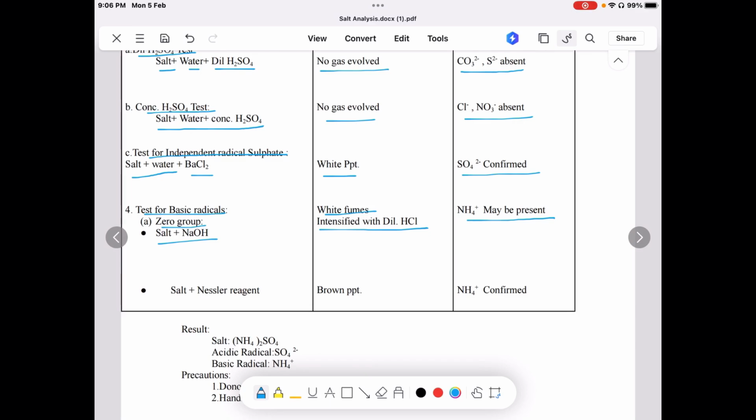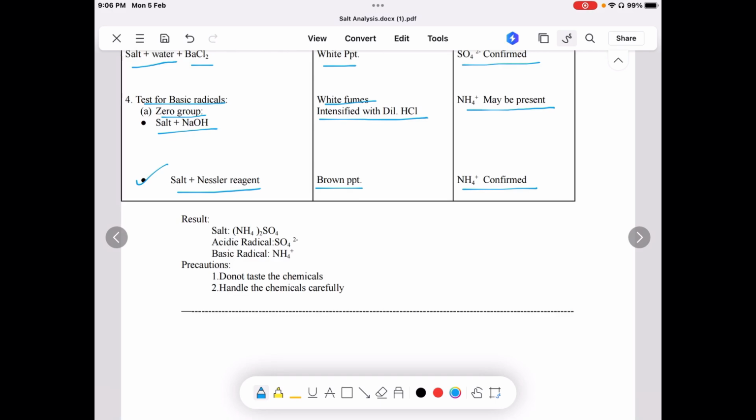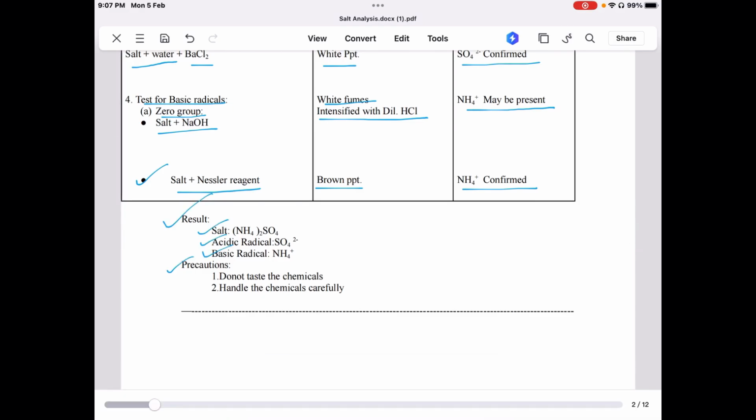Then a confirmatory test for ammonium we perform. Salt plus Nessler reagent, brown precipitate, ammonium confirmed. Now, next step is to write result. We write the salt, ammonium sulfate, then we mention acidic radical here, sulfate, basic radical, ammonium, precautions. You can write any two precautions. Do not taste the chemical, do not overheat, handle the chemicals carefully. Any of the precautions you can write.